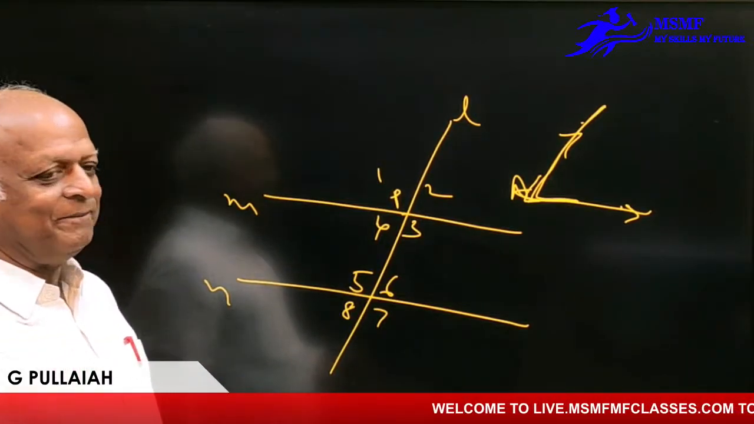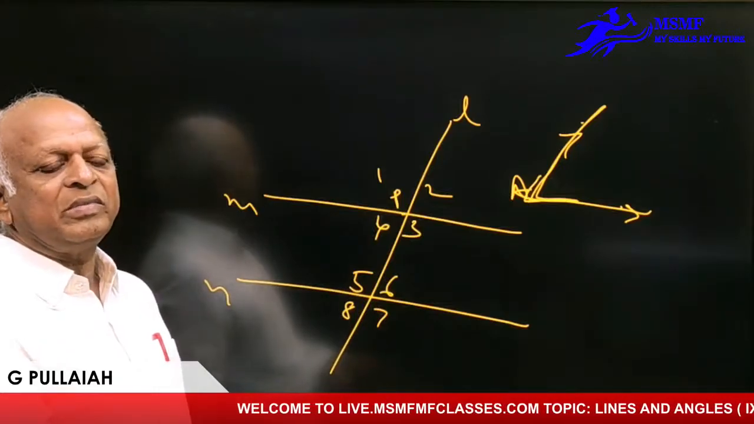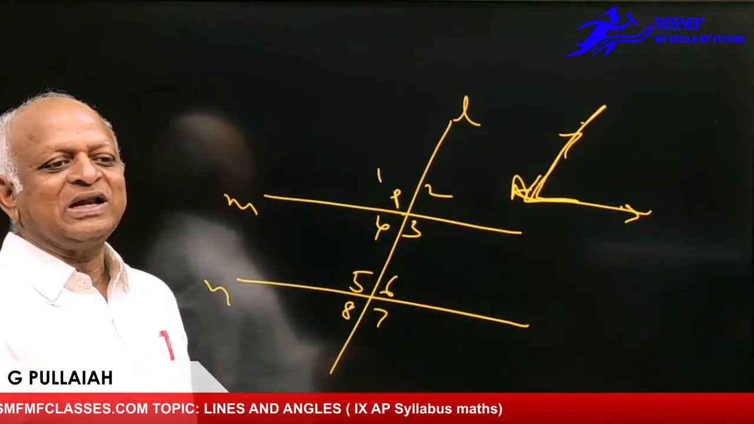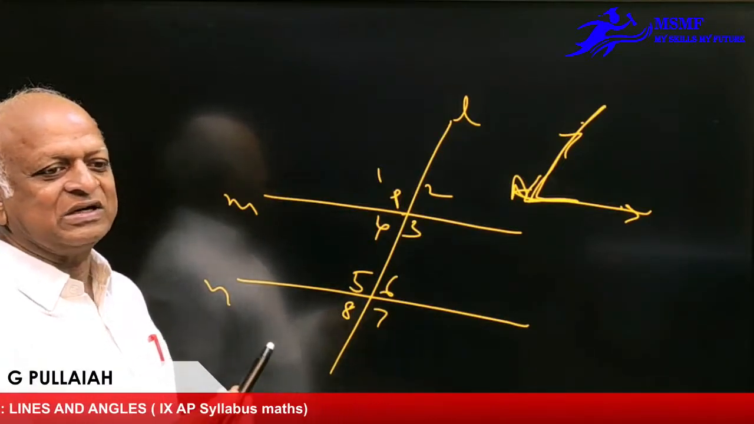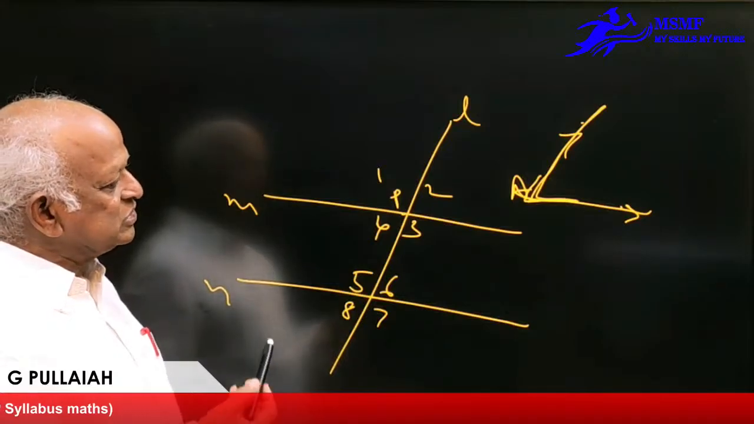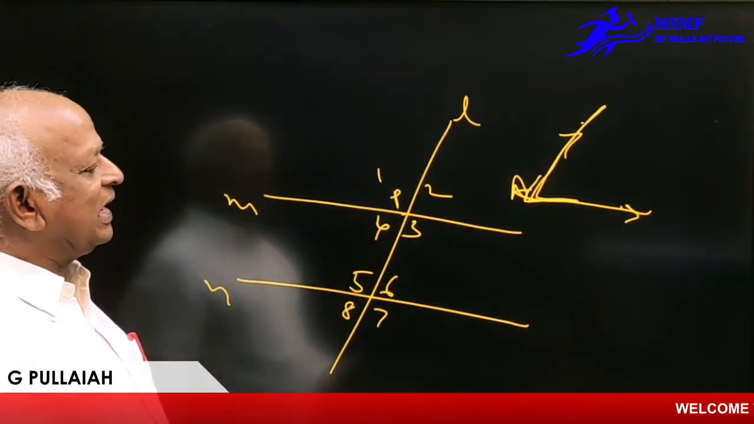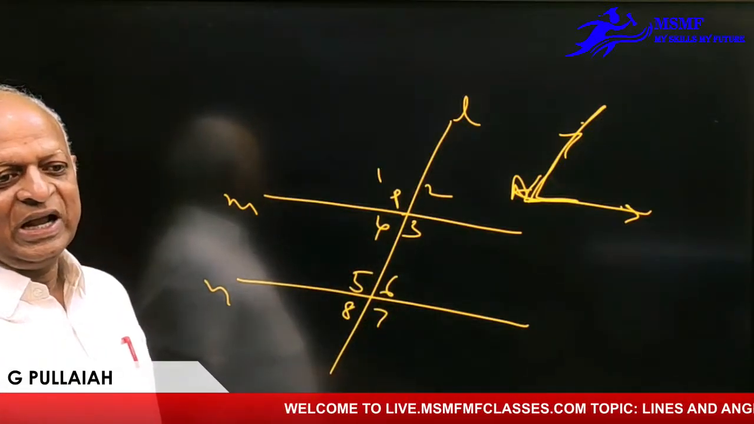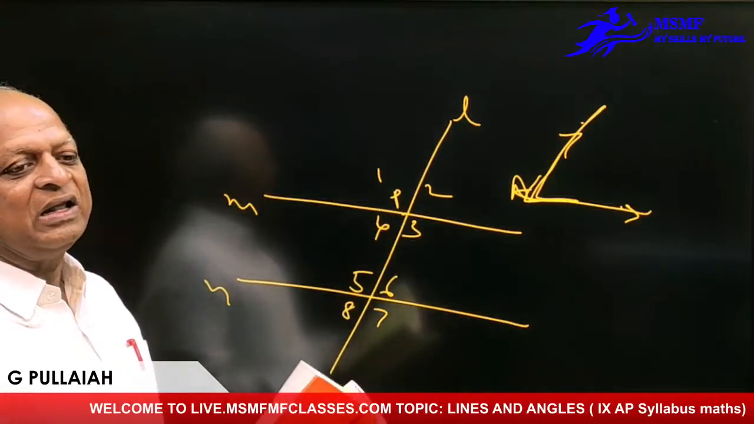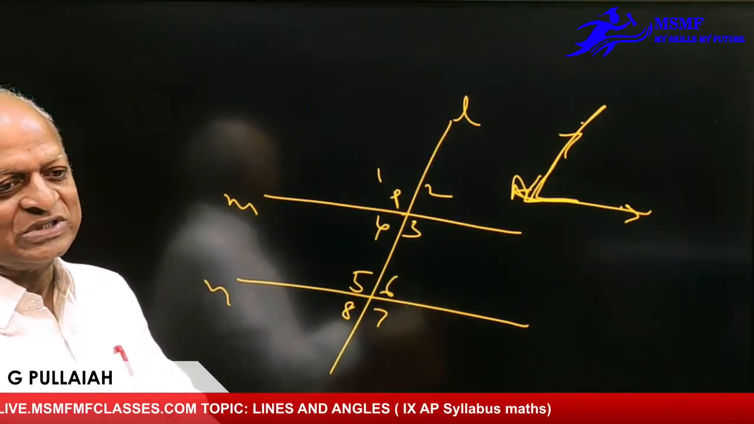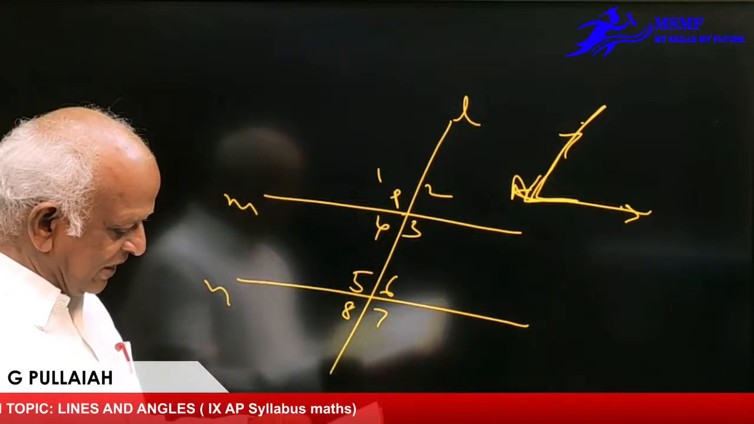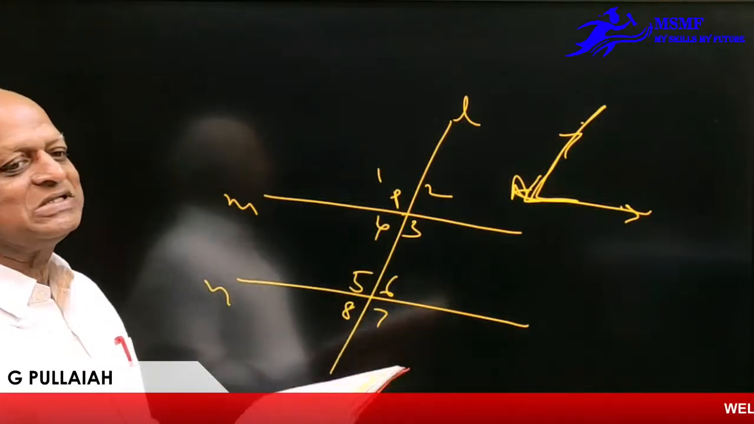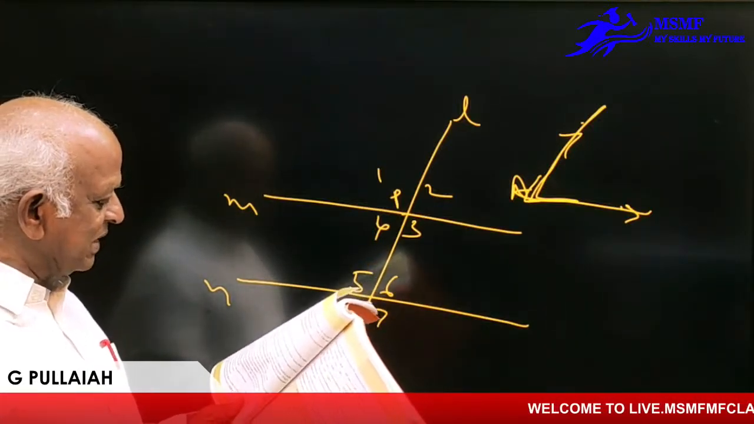So think very carefully. In these angles, if you consider the same side of the transversal, certain angles are exterior and certain angles are interior. If you take 3 and 6, they are the two interior angles. And these two interior angles are on the same side of the transversal. So here you can say 3 and 6 are the angles on the same side of the transversal.